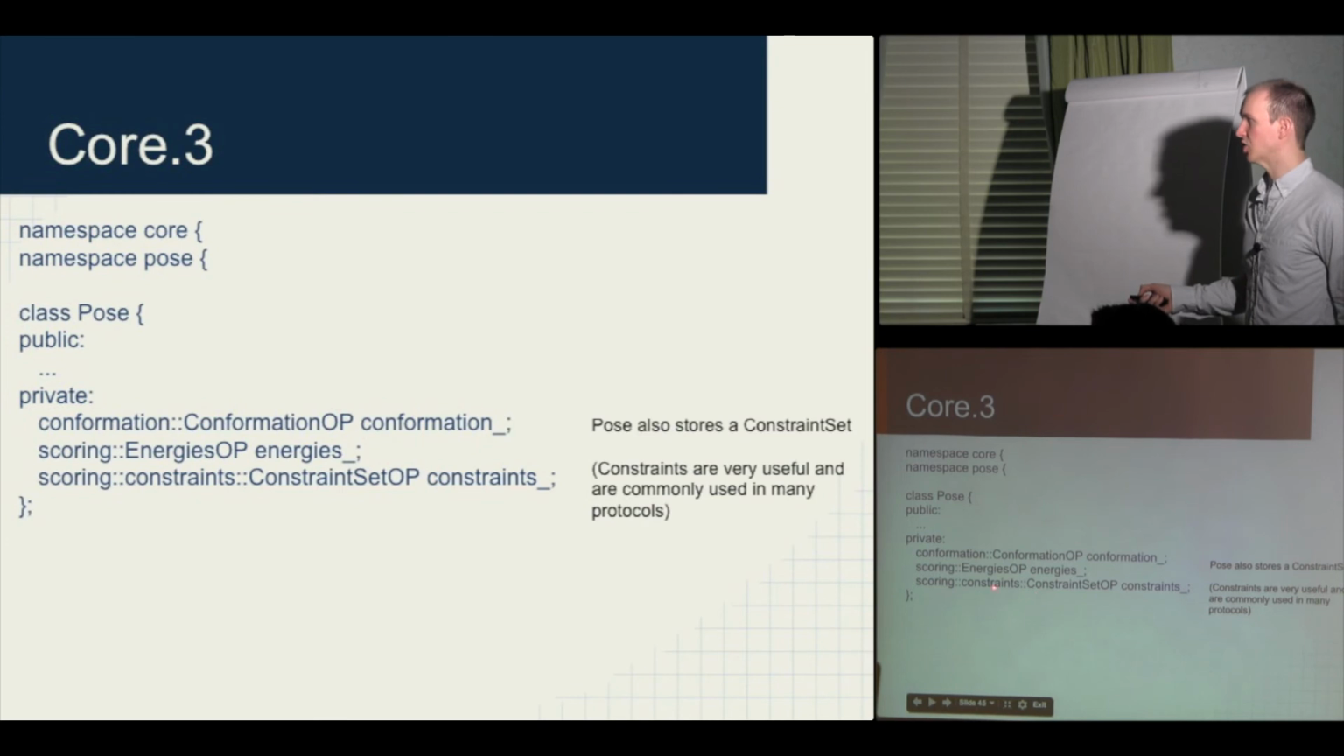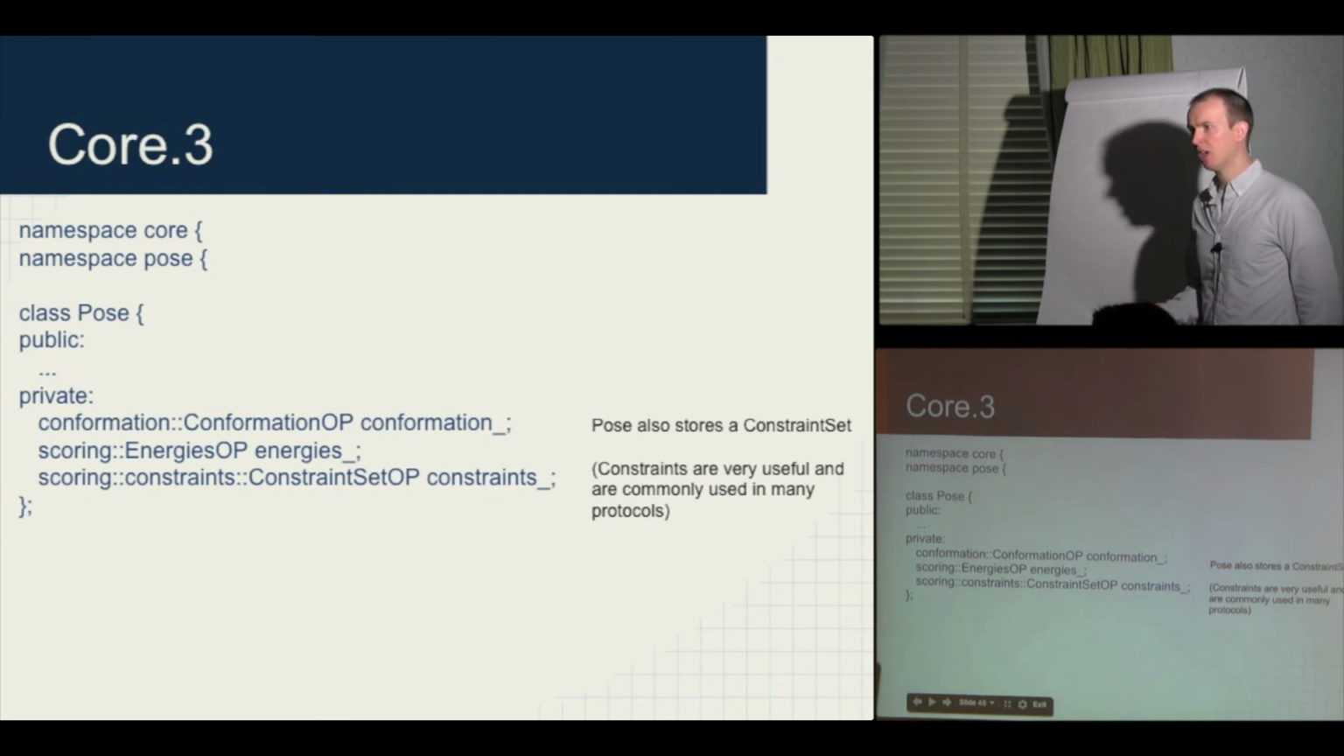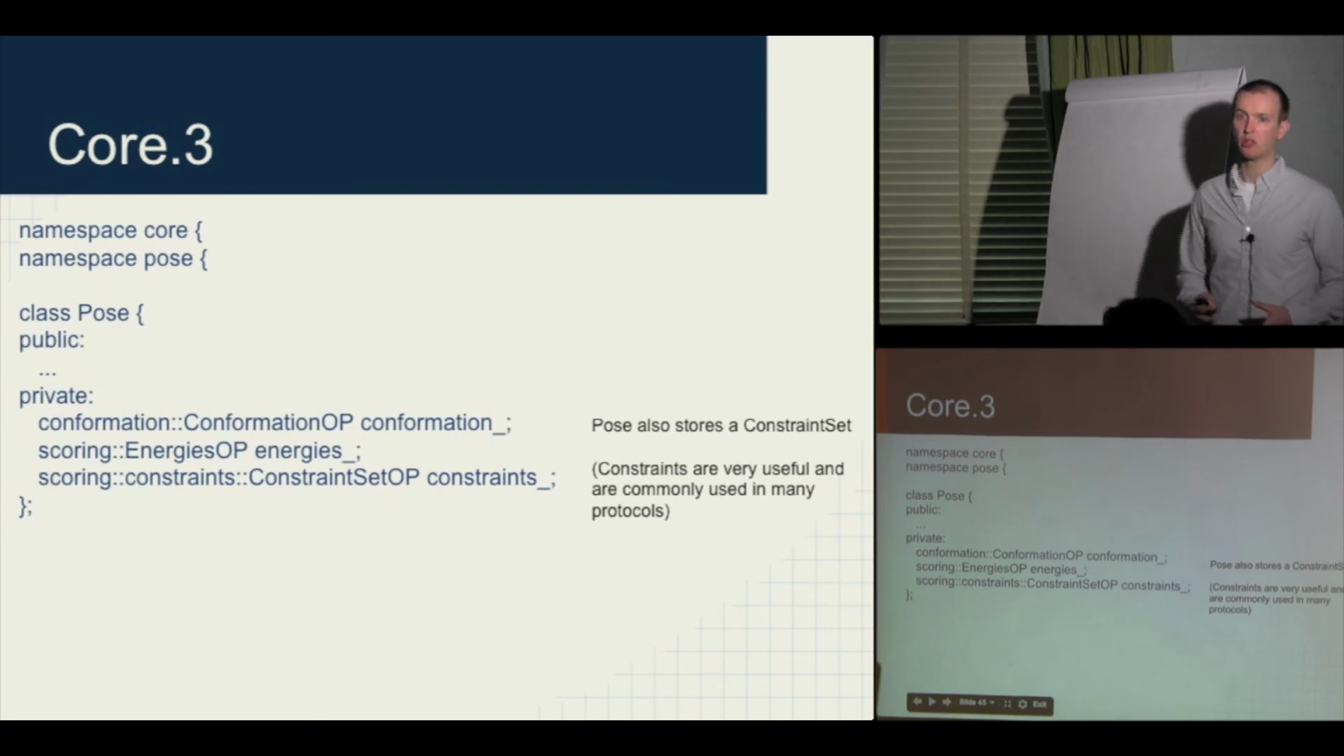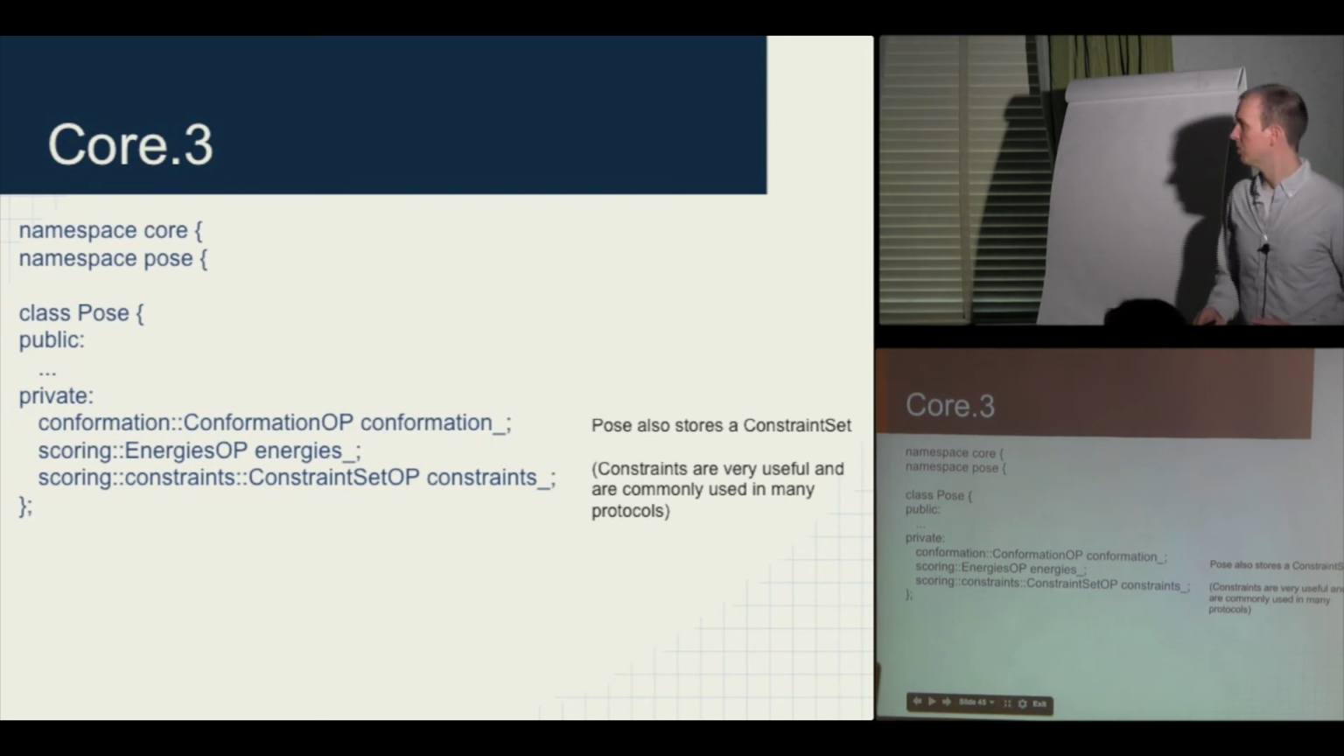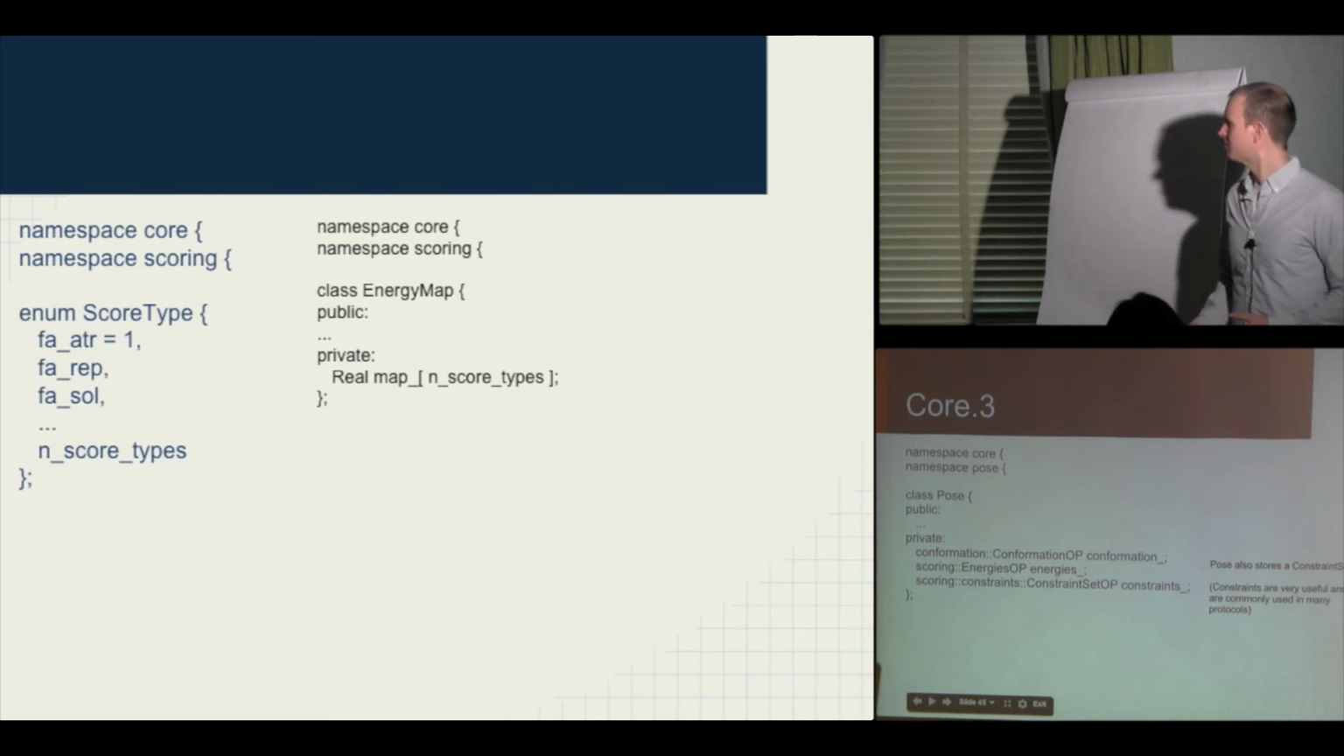There's also a constraint set, which is part of Pose. Constraints are a really useful way of incorporating external data into your system, or portions of the score function that we don't explicitly model that maybe you're interested in. And Tim will talk about those on Friday.